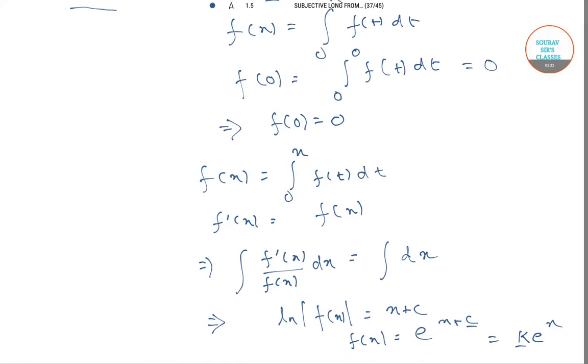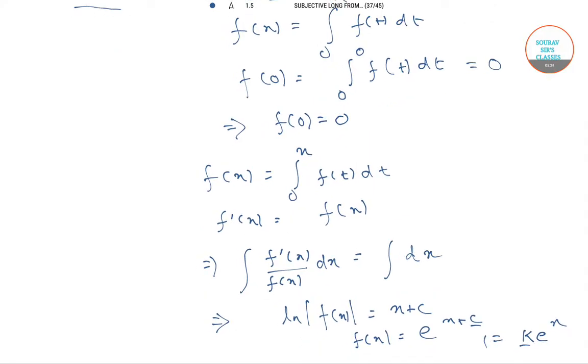Now putting x equal to 0, we will get f(0) is equal to k into e raised to the power 0, which is equal to 0. So our k is equal to 0. Thus f(x) will be equal to 0 for all x.